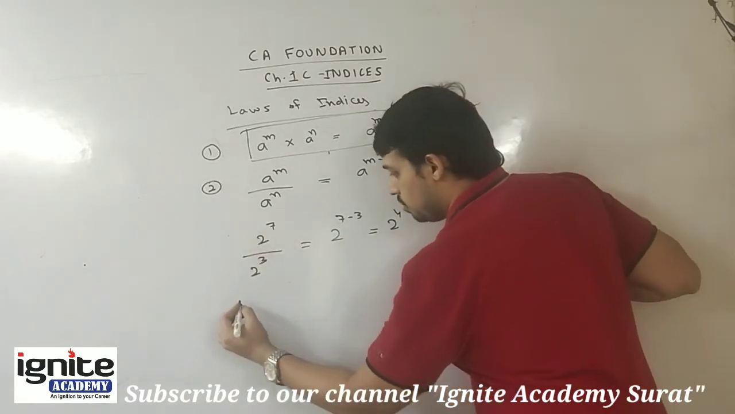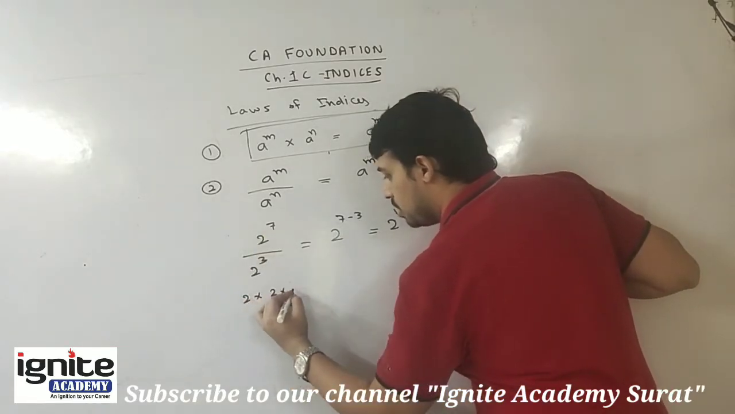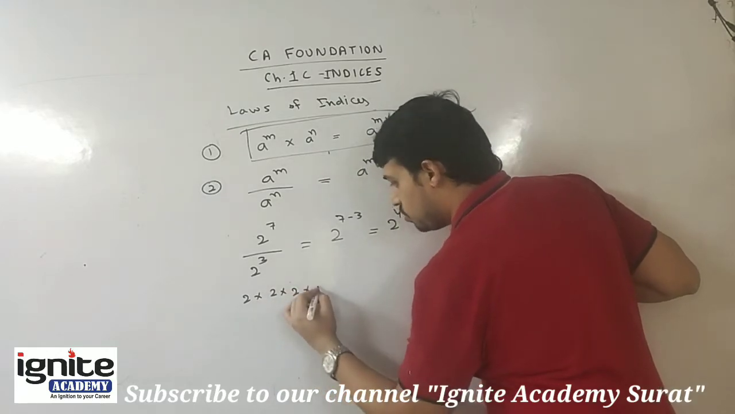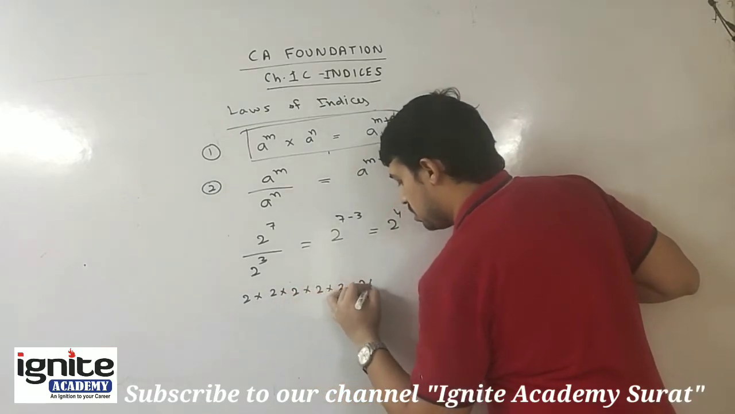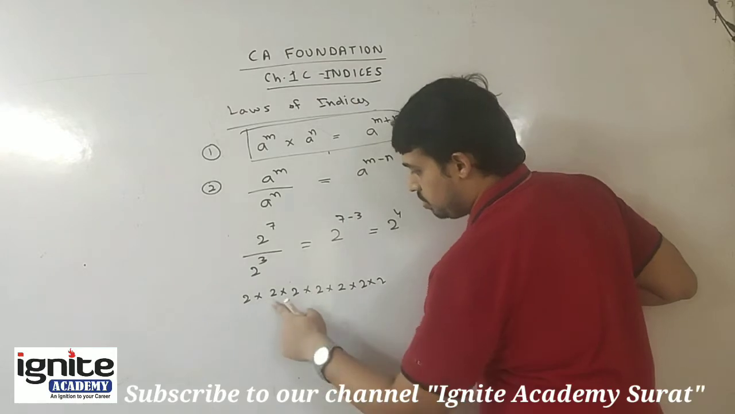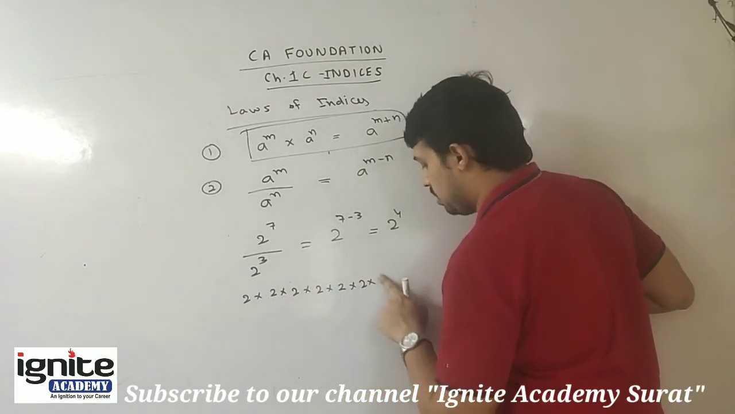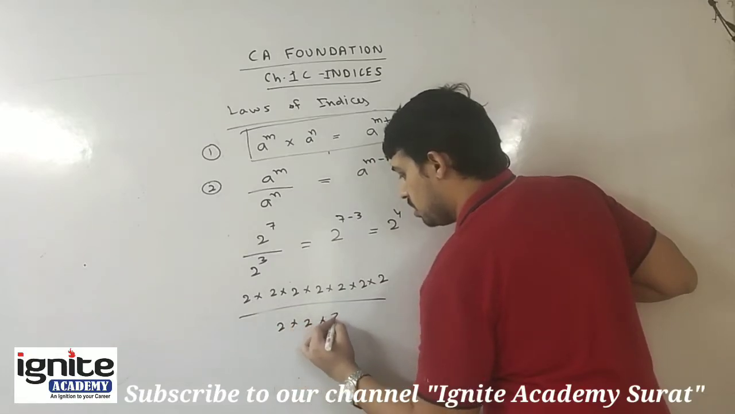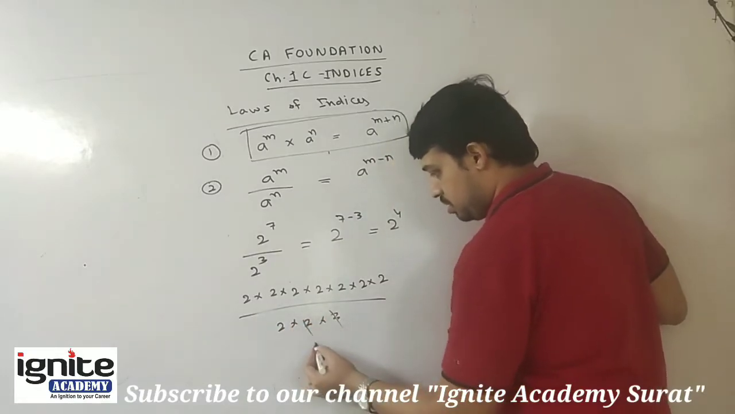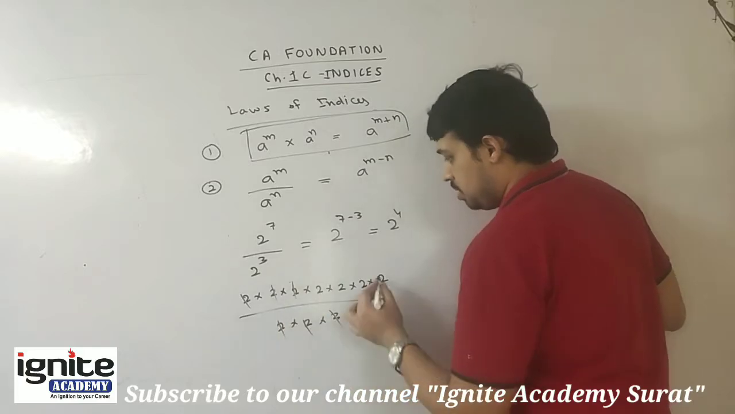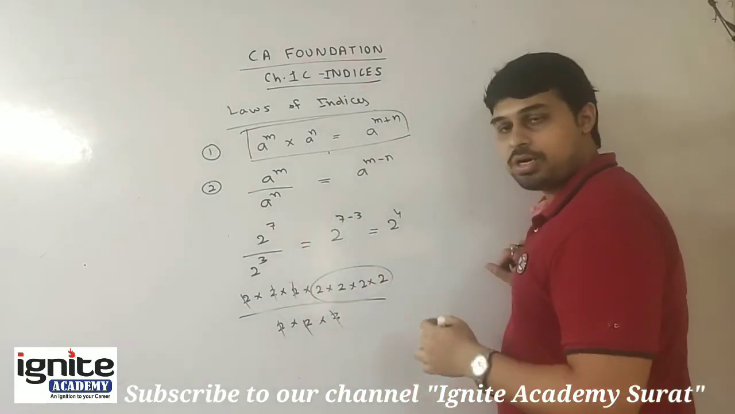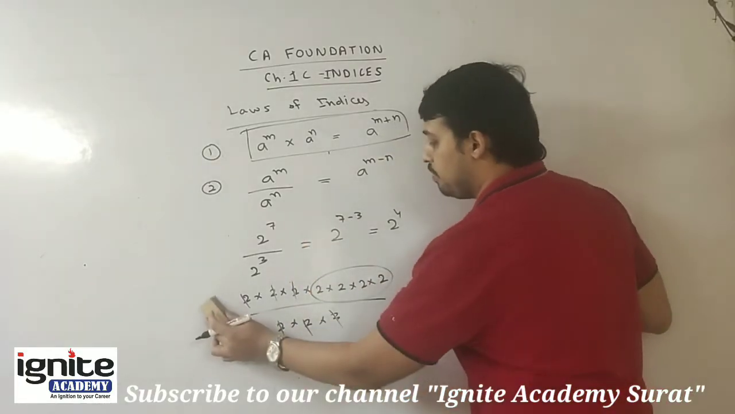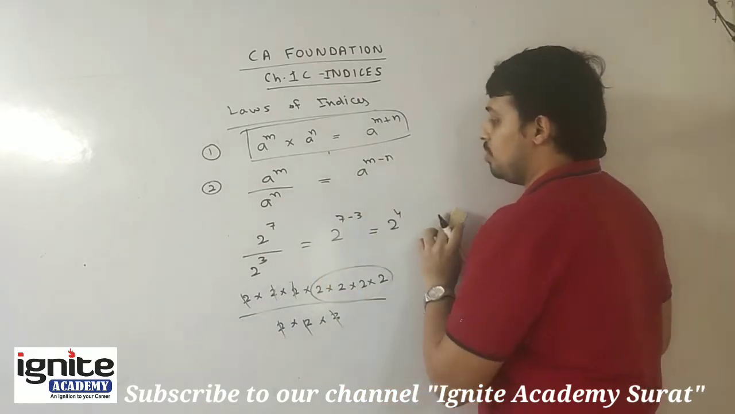Because if you split or present this like 2 into 2, 7 times. This is 7: 1, 2, 3, 4, 5, 6, 7. Yes, this is 7 times. This is 2 raised to 4. Got it? So this way it has been proved that this property is also correct.